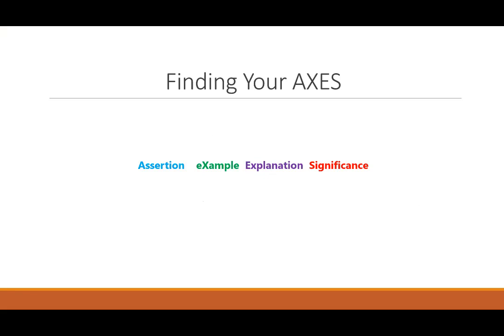So finally, now that we've looked at the 4 elements that make up AXES, so your assertion, your example, your explanation, and your significance, how can we tell if you're using them effectively? Well, one way of doing this is choosing a different color for each one of these elements and going back and highlighting your paragraphs. This will give you a clear visual accounting of whether you're incorporating all 4 elements, how easy is it for you to find and identify them in your work, and are they relatively well balanced?